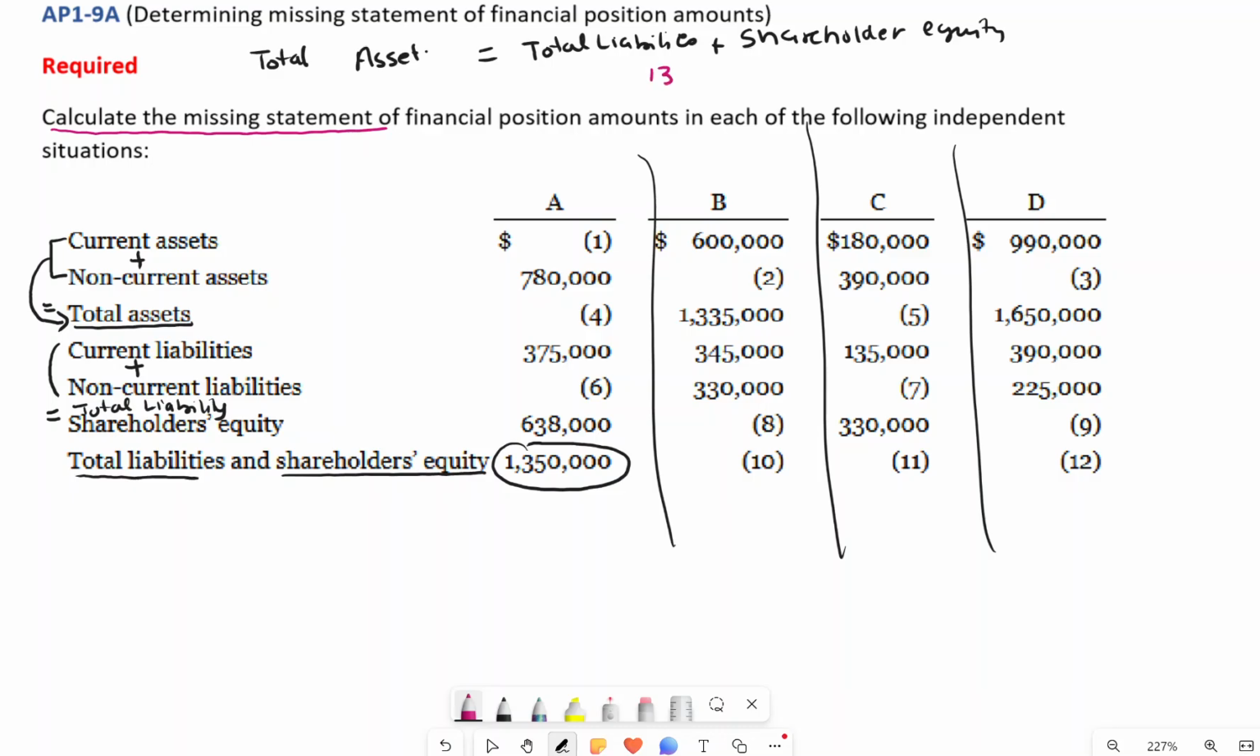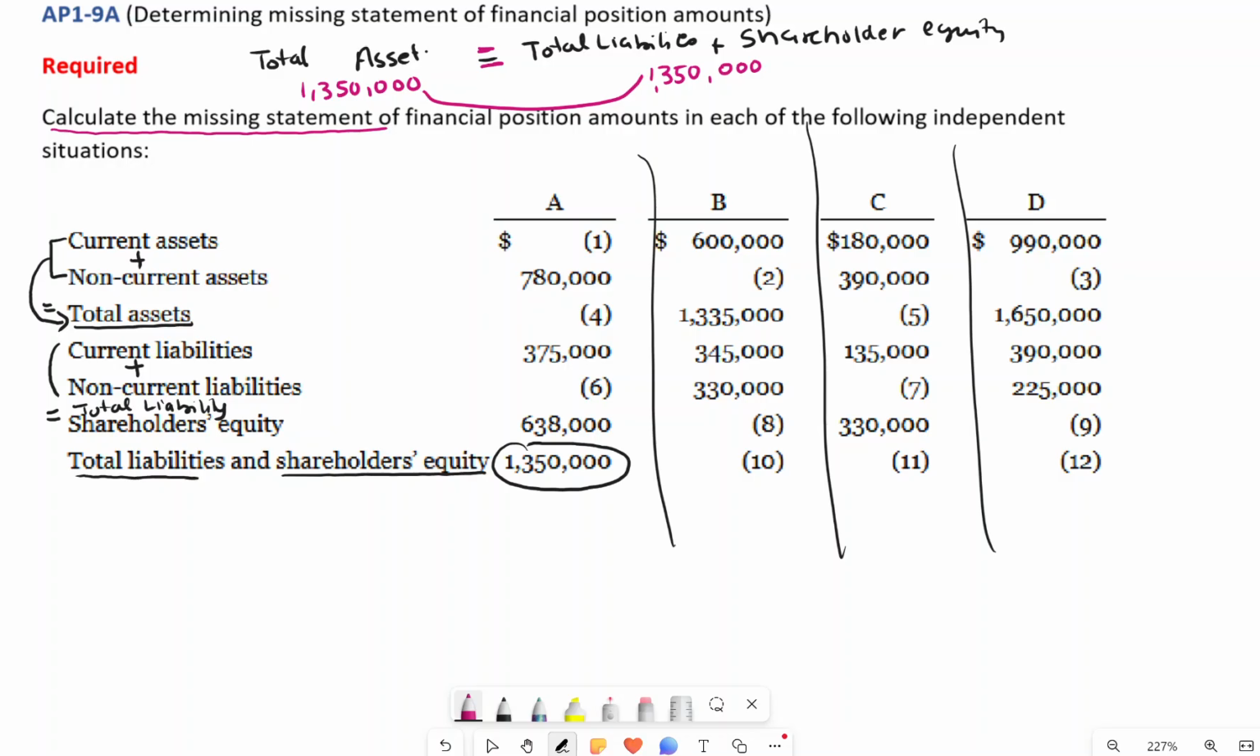In this case, that is 1,350,000. So we say it's equal. Both sides are equal. My total assets will be equal, so then they both are equal. We're trying to do part A. If they both are equal, would I be able to find out my 1, 4, and 6? Of course we could do it.